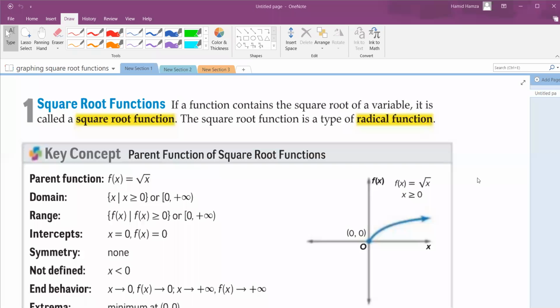So today's lesson is about how to graph the square root function. This is the parent function, f of x equals root x, and this is the shape of the square root function. It will be like this.